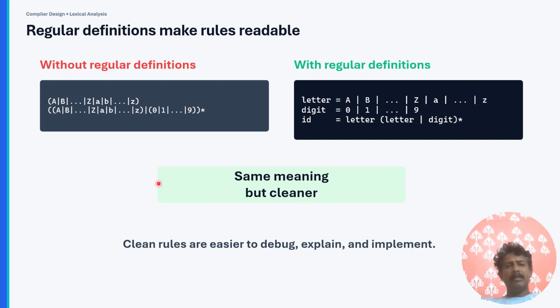And these slides. This slide shows why regular definitions are useful. On the left-hand side, the expression is long and difficult to read, right? It repeats the same letters and digits pattern again and again. On the right side, the same idea is written neatly. First define letters, then define digits, then define ID using those names. So the meaning is the same, but the second method is easier to understand. In real compiler construction, clean rules reduce mistakes and make lexical analyzer design easier.